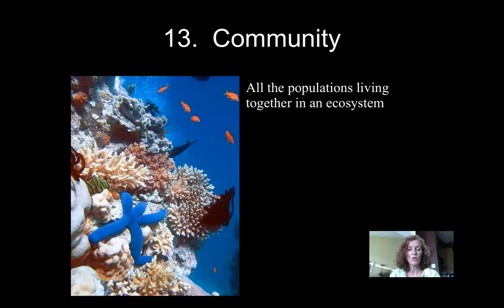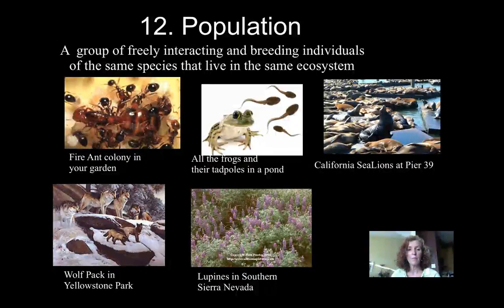And if we were to zoom in from there, we might be looking at just one kind of organism, but a group of them. And that's what we call a population, which is a group of freely interacting and breeding individuals of the same species that live in the same ecosystem. And there's 5 examples for you to choose from there. But they have to live in the same place. They have to all be the same kind, and they all have to live in the same place.